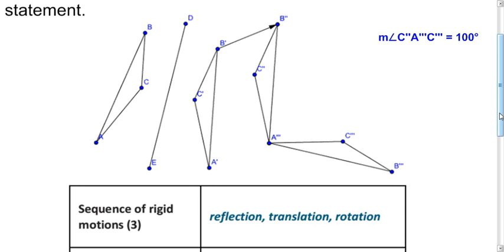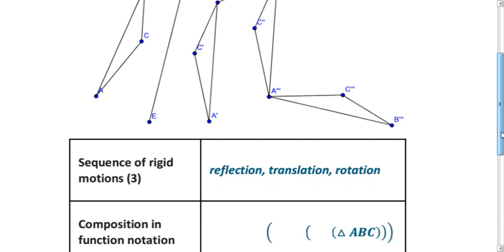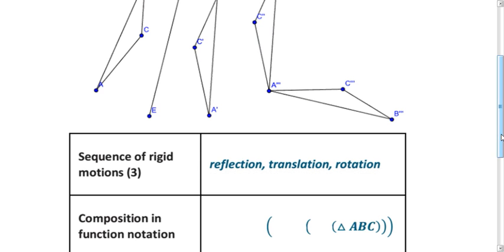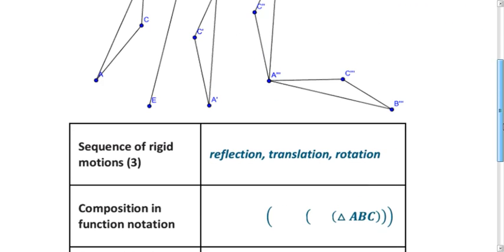Okay, that's a nice informal sequence, but let's be a little more precise and use function notation. Remember, we start from the inside and go out. What's the first thing that happens? We have the reflection. For reflection, use a lowercase r. And what's the one parameter? The one parameter is the line of reflection. We have line DE. You can say segment DE, because every segment is contained in the line.